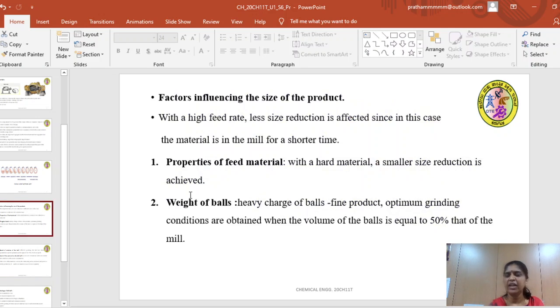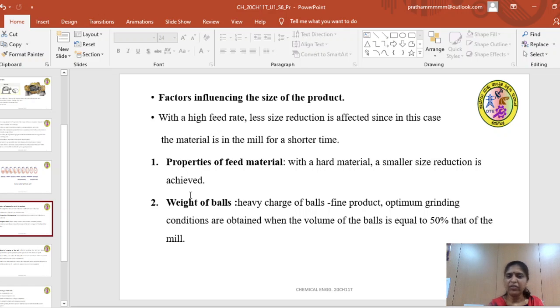With a high feed rate, less size reduction is effected, since in this case the material stays in the mill for a shorter time, as we said. So the properties of the feed material: a feed could be harder, fibrous, or of sticky nature. All that will come into the hardness of the material that we have learned, how the size reduction is affected by the hardness of the material, in the first session of our particulate technology.